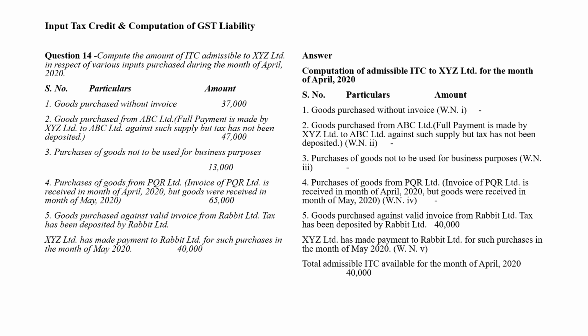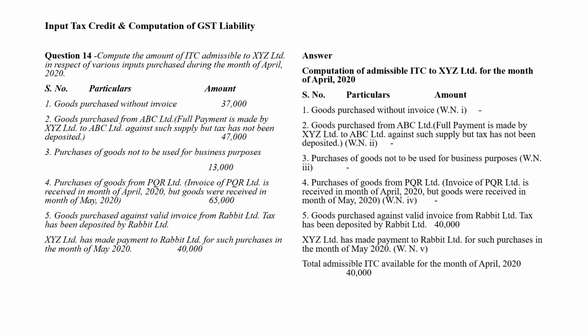Purchase of goods from PQR Limited. Invoice of PQR Limited is received in the month of April 2020, but goods were received in the month of May 2020. So there is no ITC. There must be invoice, and tax must be paid within that time. So these all are the conditions.